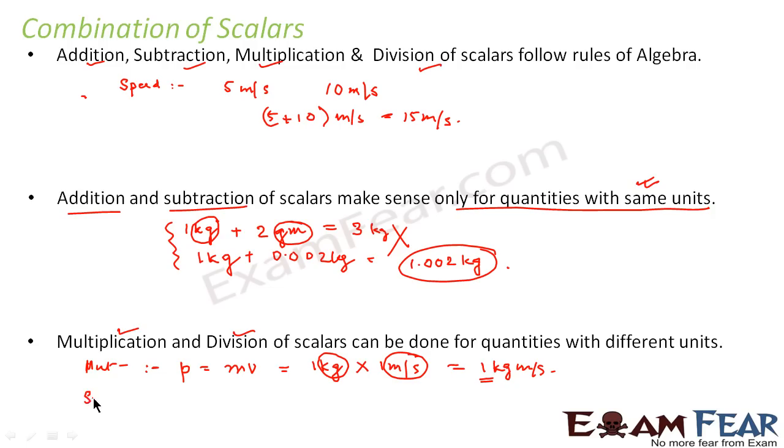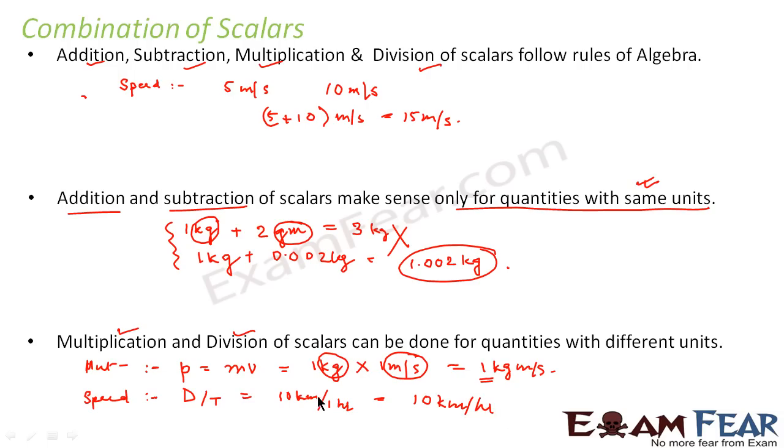Similarly, if we talk of speed, what is speed? Speed is nothing but distance travelled divided by time taken. Now let us suppose you go from your home to your school. You travel a distance of say 10 kilometers and you travel this 10 kilometers in 1 hour. So what will be your speed? Your speed will be 10 kilometers per hour.